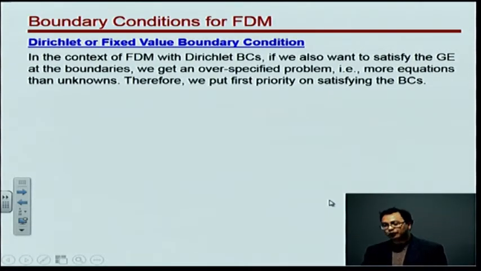But that's not what we want to do here. We don't want to minimize the error. We actually want to solve the exact equations. So we are going to stick with the fact that we just use the boundary conditions, and get rid of the governing equation at the boundaries. All right.